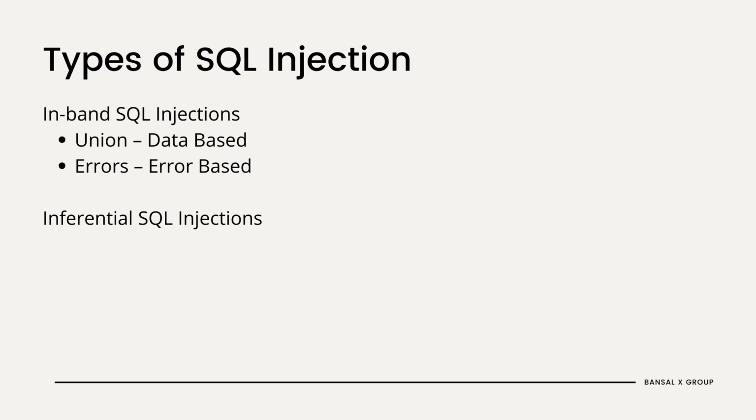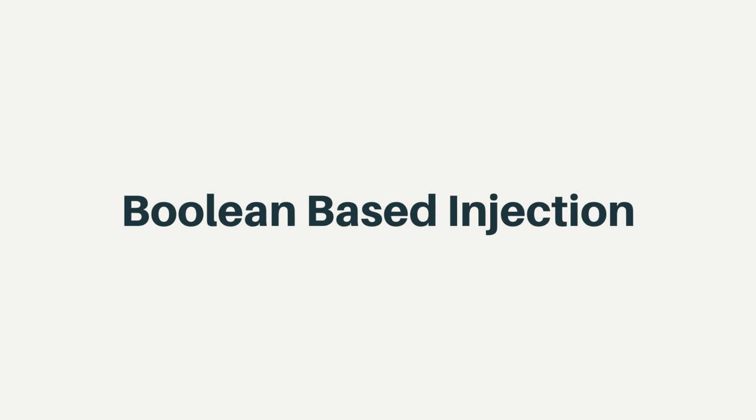Now, coming to the inferential injection. In certain cases, you will get neither the error nor the data. There, you have to analyze the behavior of the application. Either you are logging in or you are not logging in. It's not throwing any error that the password is wrong or the username is wrong. It's just letting you log in or you're not able to log in. That's where you analyze the behavior. Am I able to log in? That is a true statement. Is it not allowing me to log in? That is a false statement. This true and false is called the Boolean injection technique.